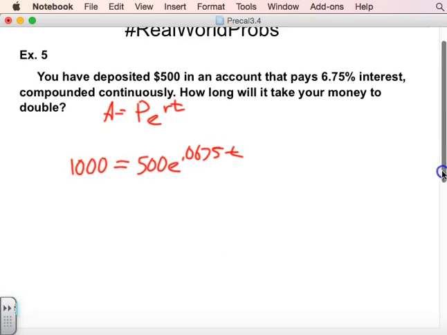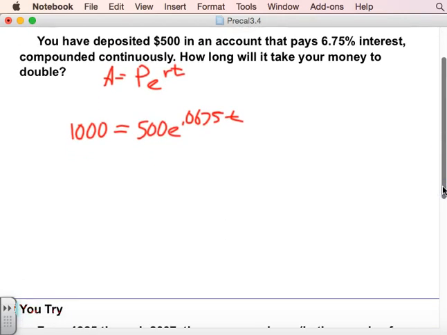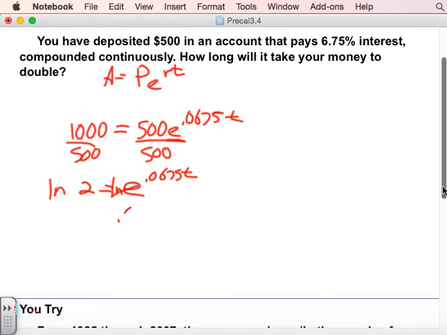It's an exponential equation. We've been practicing these, so we're going to get rid of everything but the base, isolate that base e. So I need to divide by 500. 1,000 divided by 500 is 2. I've got e raised to 0.0675t. Now, how do we get rid of a base e? We do a log base e, or a natural log. So I do natural log of both sides. Over here that cancels, leaves 0.0675t.